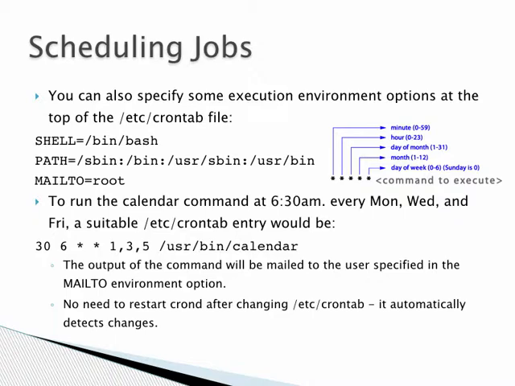Okay, so if we want to run a calendar command at 6:30 every Monday, Wednesday and Friday, the crontab entry would be simply just a line going 30 space 6, hour, minute, so that's 6:30 in the morning. And then the day of the month. So this is for the month, so it's every day of the month. And then 1, 3 and 5, which is the days. So it's going to run on Monday, Wednesday and Friday, Sunday being 0. And after that we have the script we want to run.